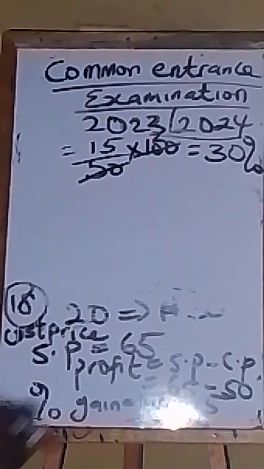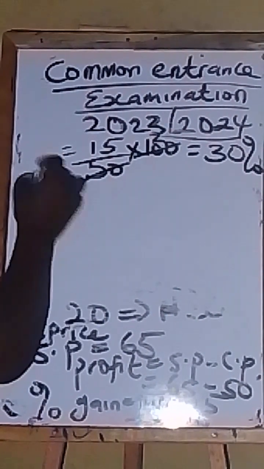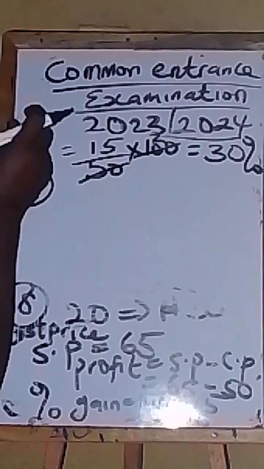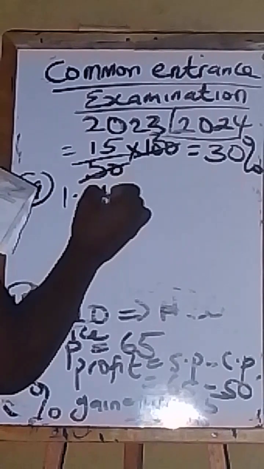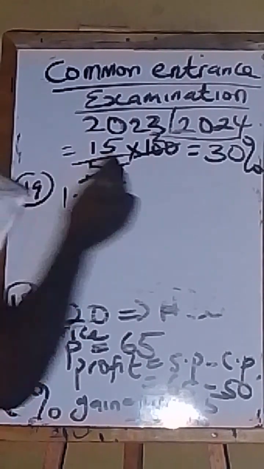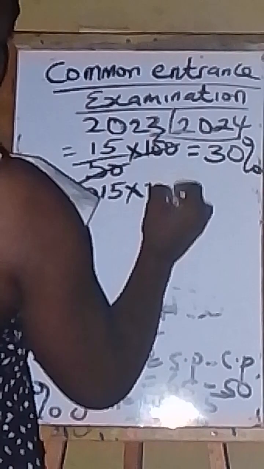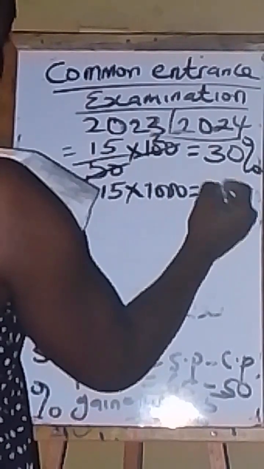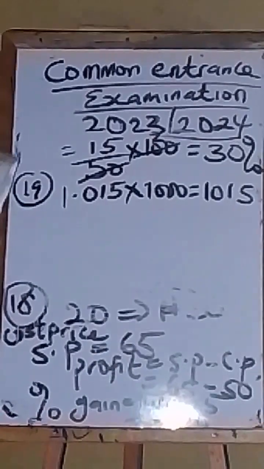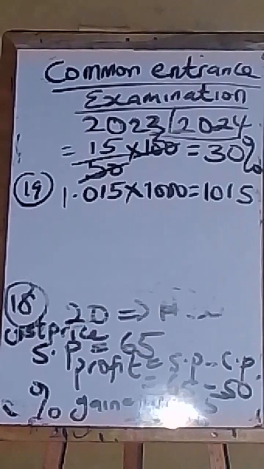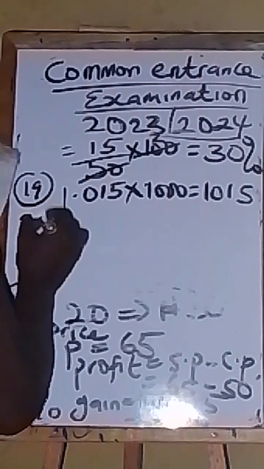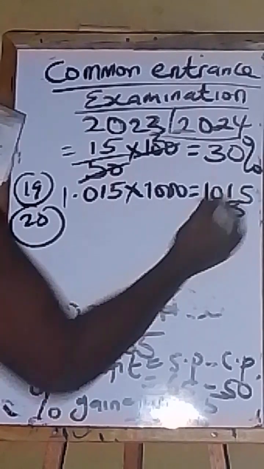So the next question is question 19. Which of the following is a list? If we decide to multiply everything by 1000, we have 0.15. So that's a list. The option is B.